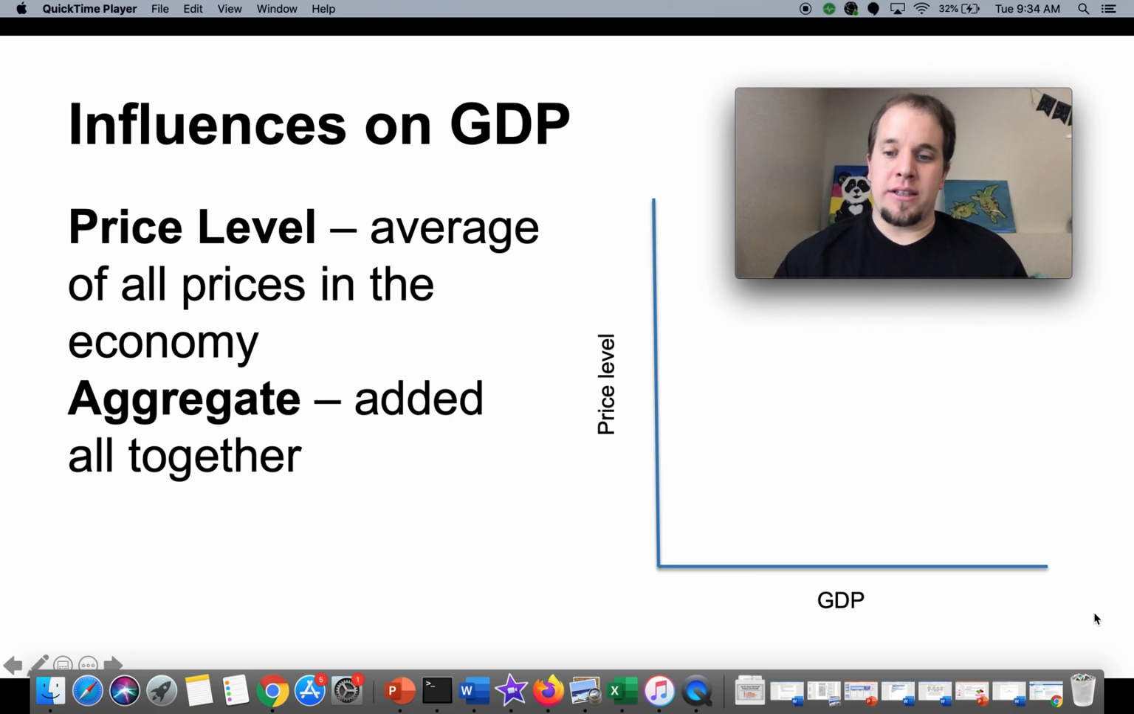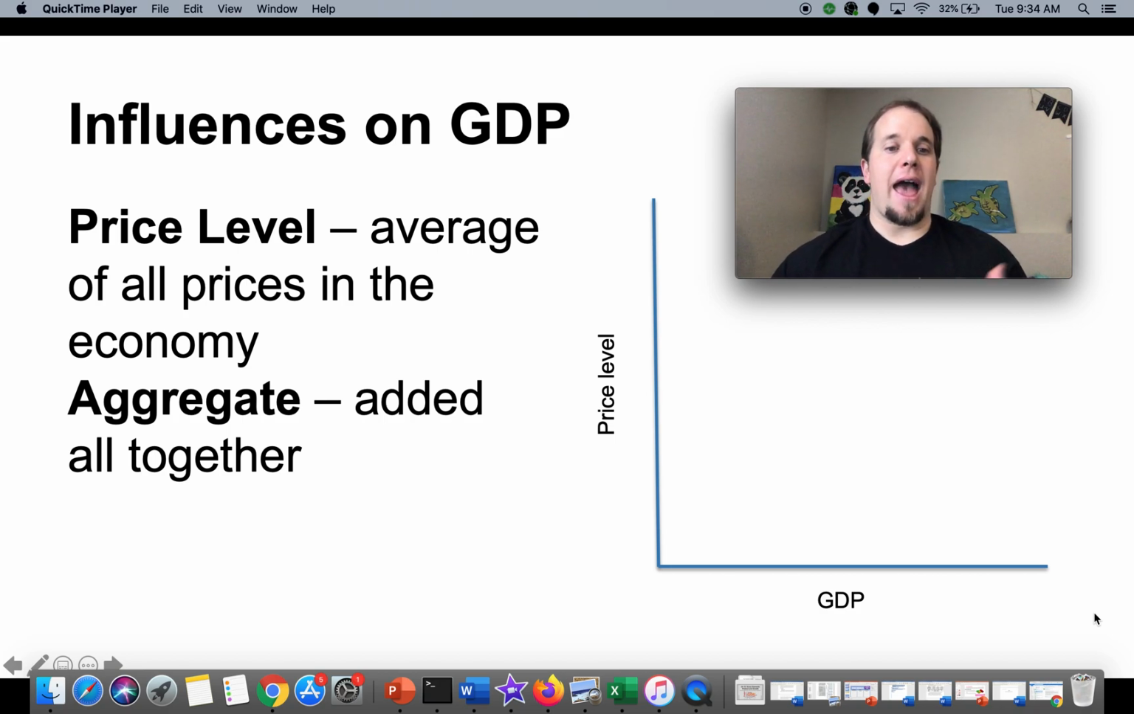We have something called influence on GDP when it comes to price level and aggregate. So for this one, this kind of looks familiar. We looked at demand curve, we've looked at supply curve in the past. Well, we can do the same thing on a macro level, but we call it price level and we call it GDP. Those are two measurements. So instead of having quantity and price, we have price level and GDP.